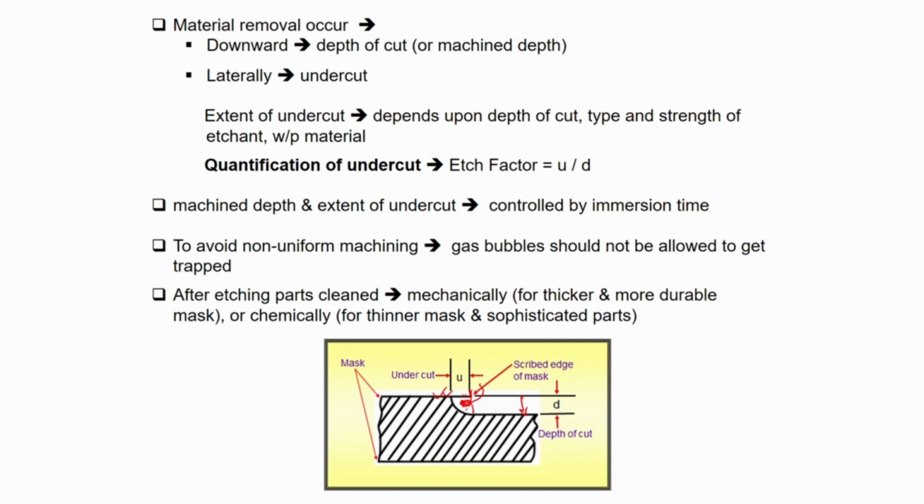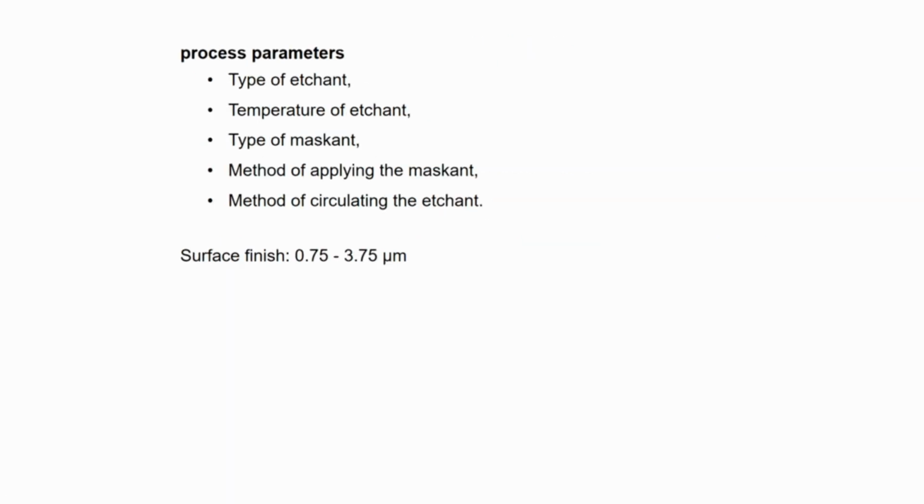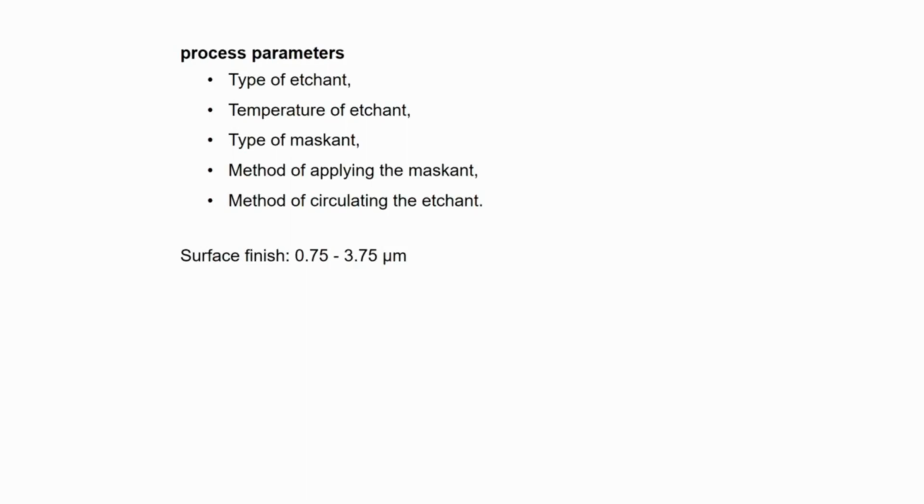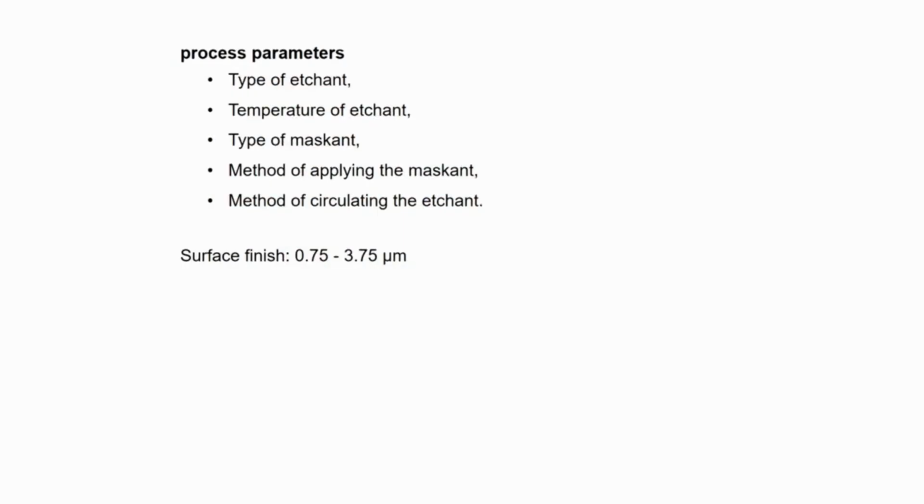After etching, the part is cleaned. For bigger parts with a thicker or more durable mask, it is mechanically cleaned, or sometimes chemically cleaned. For a thinner mask and sophisticated parts, it is chemically cleaned. So what are the different process parameters for the chemical machining process? Type of etchant, temperature of the etchant, type of maskant, method of applying the maskant, and method of circulating the etchant on the workpiece surface. The surface finish generally obtained is 0.75 to 3.75 micron in the chemical machining process.